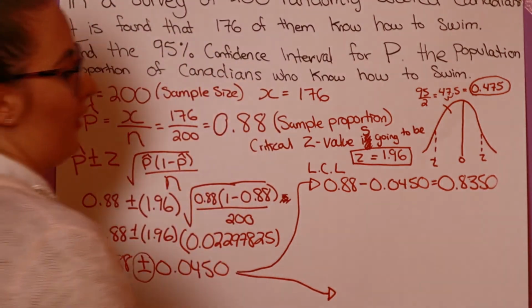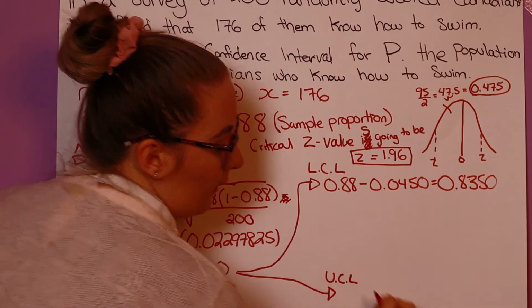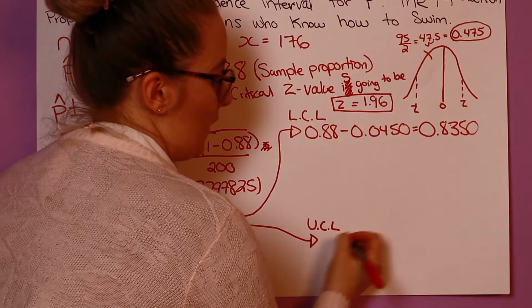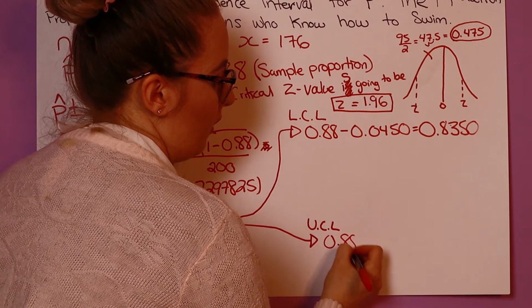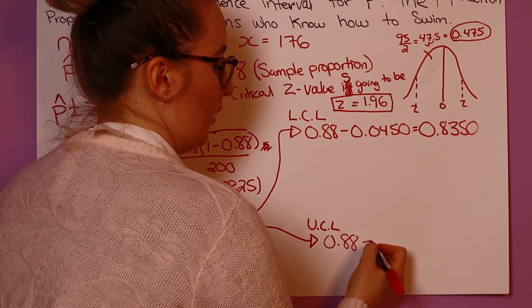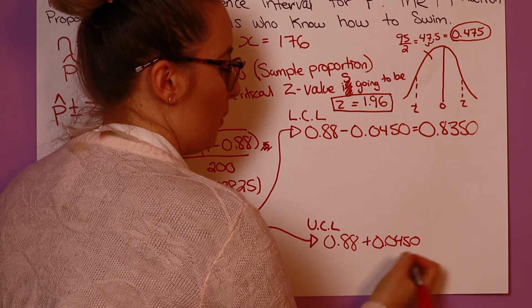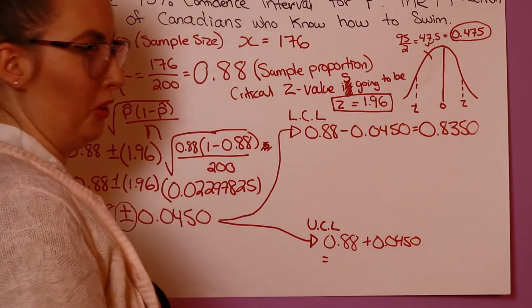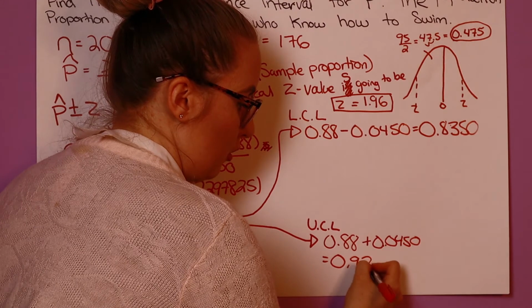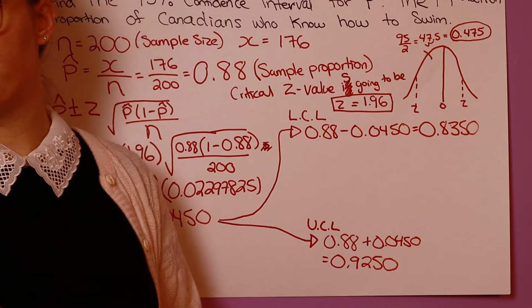Wow. Okay, so this is going to be the upper confidence level. So we're going to do the upper CL. And that's pretty simple. Well, honestly, I think this is kind of fun because it's kind of easier. Plus 0.050, which is going to equal, I don't know why I didn't just do that on the other side, 0.9250. Isn't that beautiful?